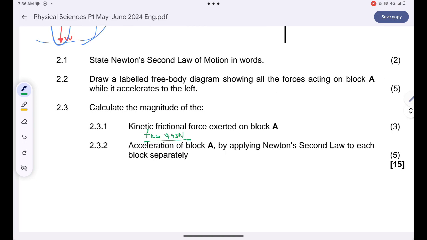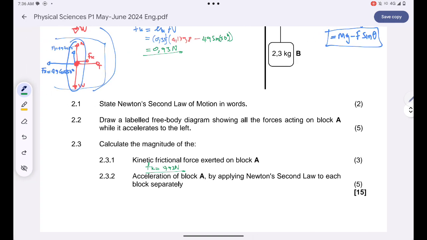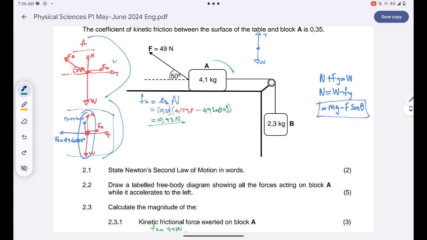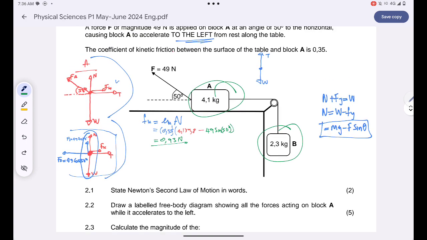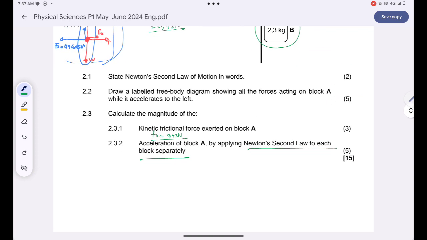Okay, now they want us to calculate the magnitude of the acceleration of block A by applying Newton's second law. They were not supposed to tell us this, guys. Please note that if ever you have two bodies like this, you will always apply Newton's second law in both objects. Are you together? You need to solve simultaneously. But let's just work. Let me write there at the bottom.